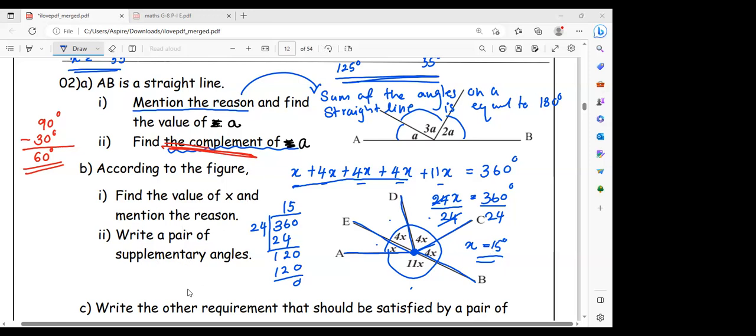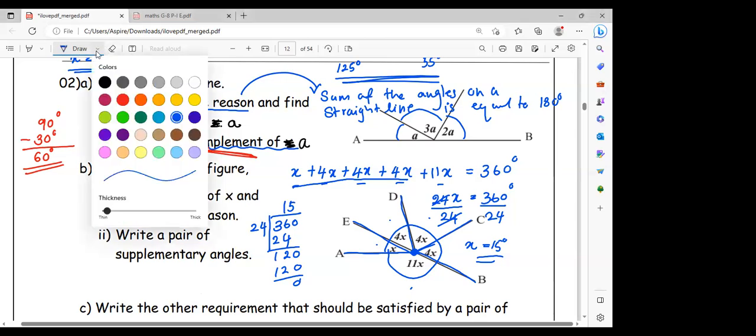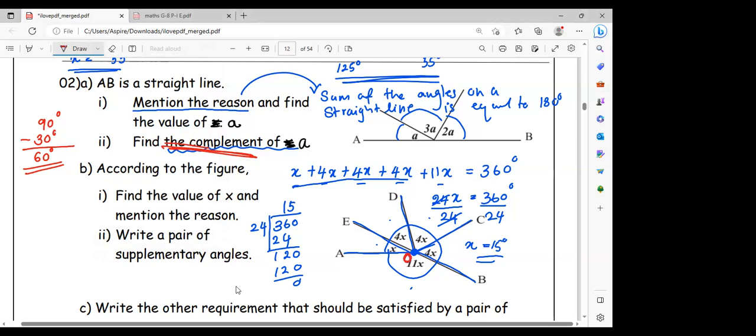Then write a pair of supplementary angles. Can you identify a pair of supplementary angles? You can name the point where the straight line segments meet as O. If you name it O like this, name a pair of supplementary angles.